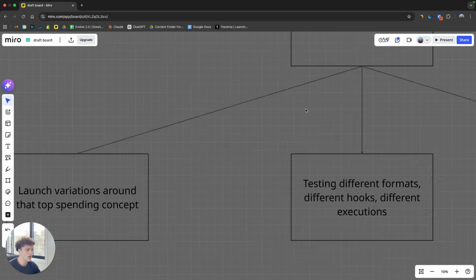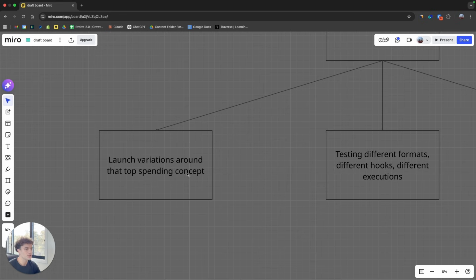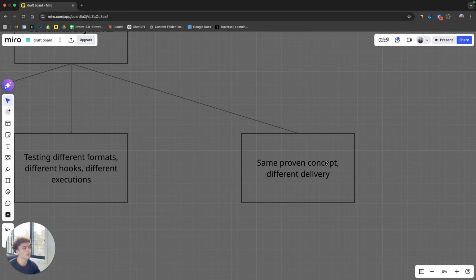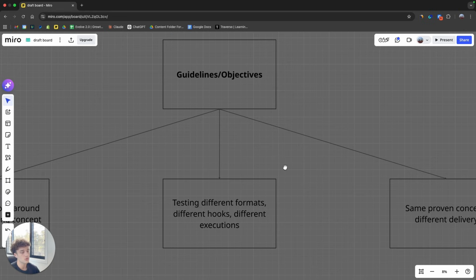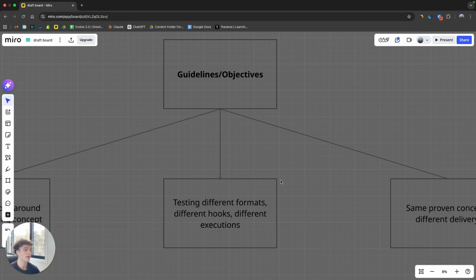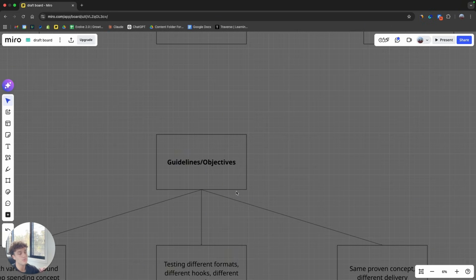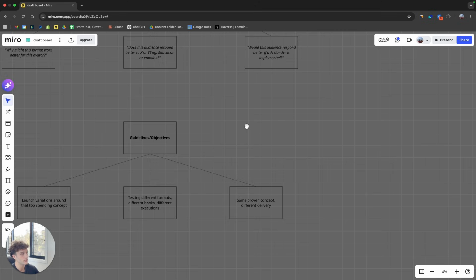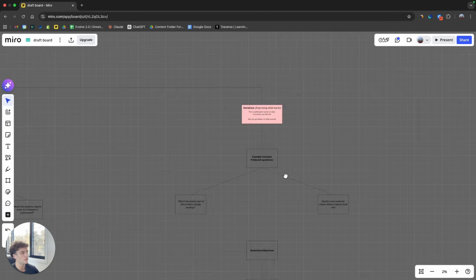Guidelines, objectives: launch variations around that top spending concept, testing different formats, different hooks, different executions, same proven concept, different delivery. Now, the biggest issue people make with variations, I cover it in a second, but your swings are too small. You need to be taking massive swings with your variations as well. Like potentially even having a controlled variation to test that original format and then taking 2 massive swings with your other creators when it comes to the hooks is the most effective way that we've found winners as fast as we possibly can. So now moving on to iterations.